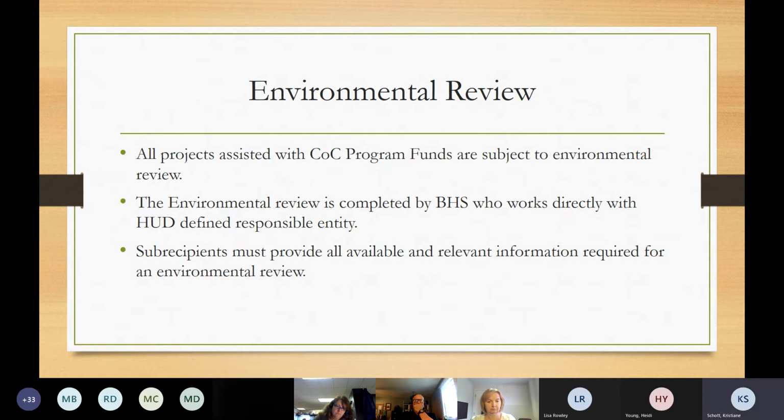Every single renewal project has an environmental review completed every 5 years or sooner if environmental conditions change. With most tenant-based or leasing-based projects, BHS will request the addresses of the units to submit to HUD with the environmental review to ensure there is no local impact.